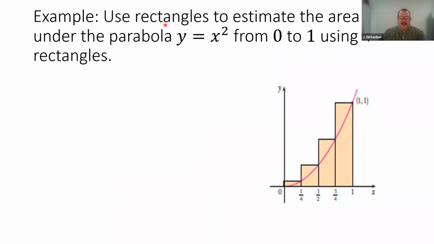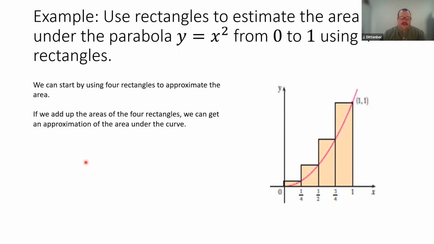Here's my example. I've got a parabola, y equals x squared, on the interval from 0 to 1. Okay. And what I want to do is approximate the area, estimate the area using 4 rectangles. So in this case, if I want to approximate the area using 4 rectangles, then I start here. So what I'm going to use here are called right rectangles, right endpoint rectangles, because we're going to allow the curve to intersect with the right side of the rectangle.